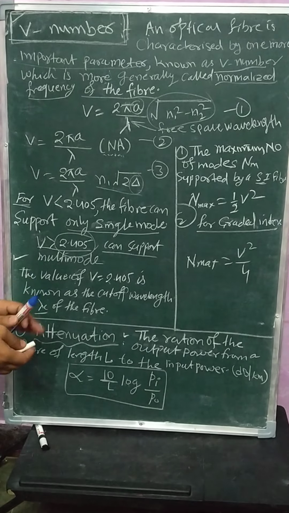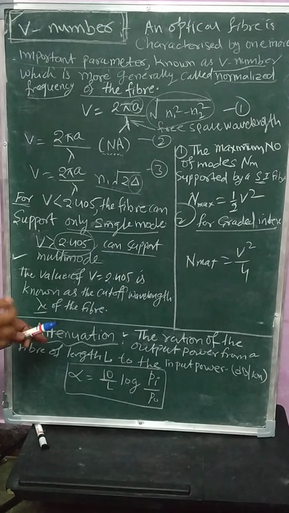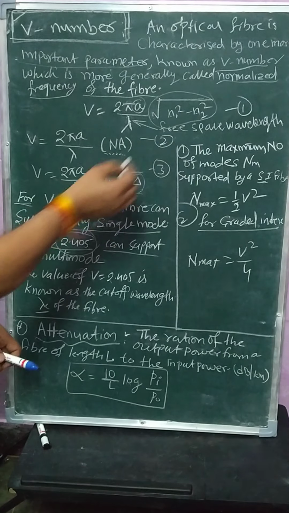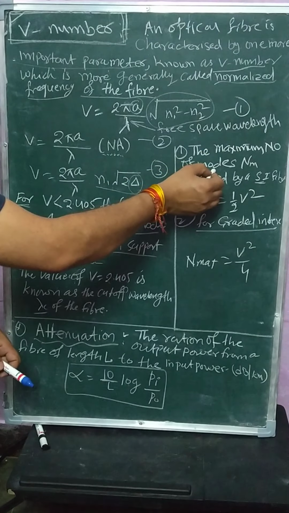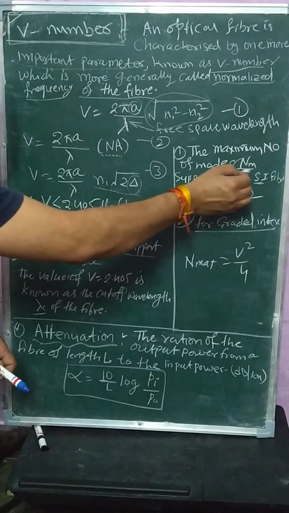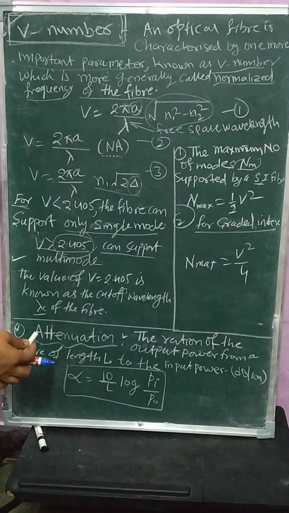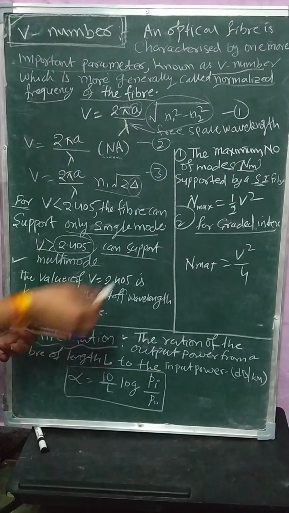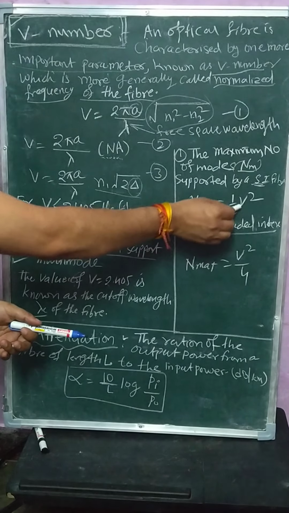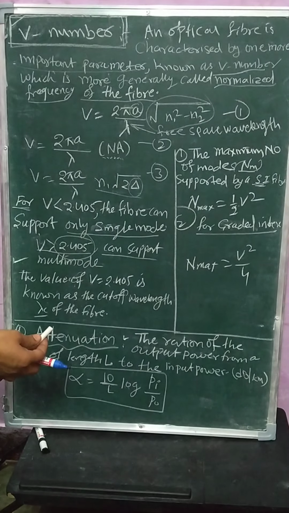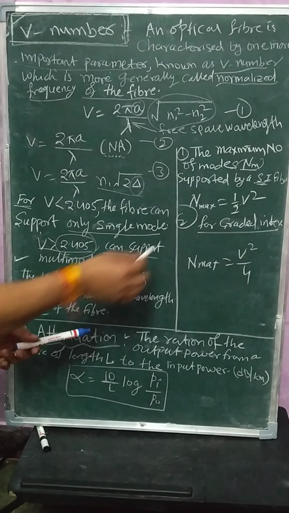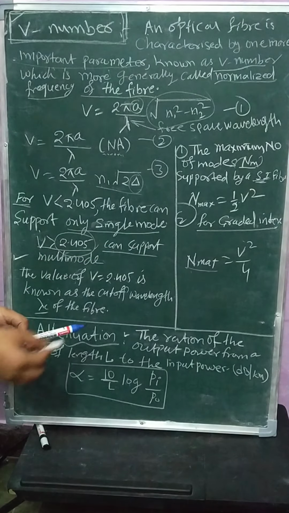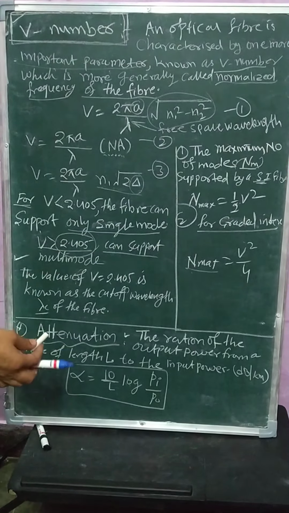Basically most important, and most of the time it is asked in the main exam. The first condition: the maximum number of modes, N maximum, supported by a step index fiber is N maximum equal to 1 by 2 into V square, where V is the V number. And for graded index, the maximum number of modes supported is V square upon 4. This is most important for numericals.